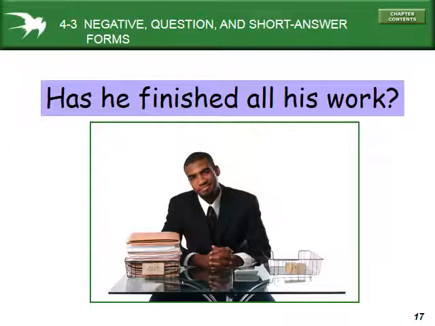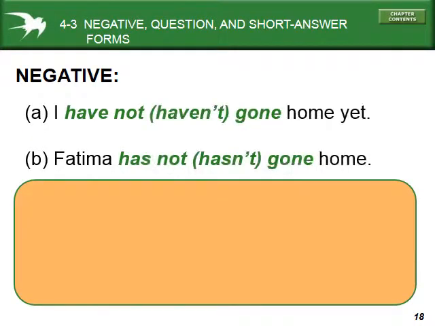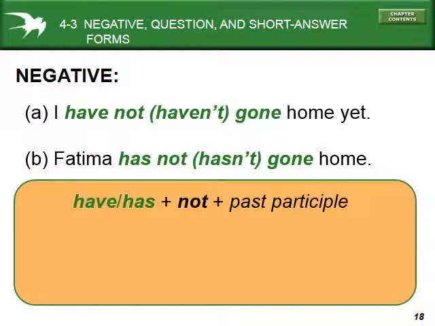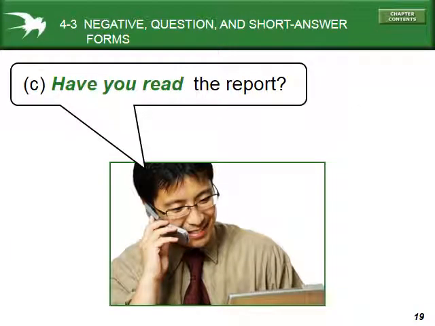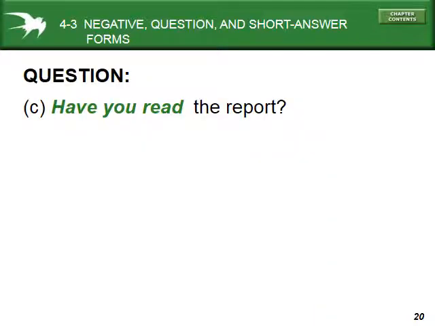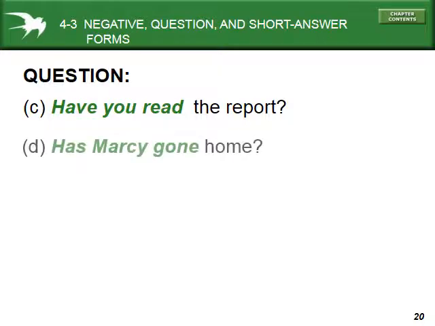Okay, and so here's our last section. We want to talk about using negatives and questions and short answers. So when we're forming the negative, we're going to put the negative after the helping verb have or has. We can always use contractions as well. Have plus not being haven't, and has plus not meaning hasn't. Okay? When we are making a question, we're going to treat the have as a helping verb, and we're going to put that up at the beginning of the sentence.